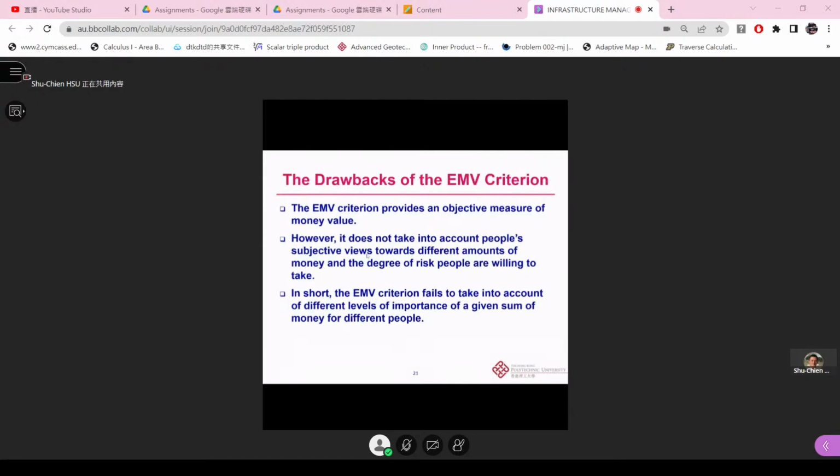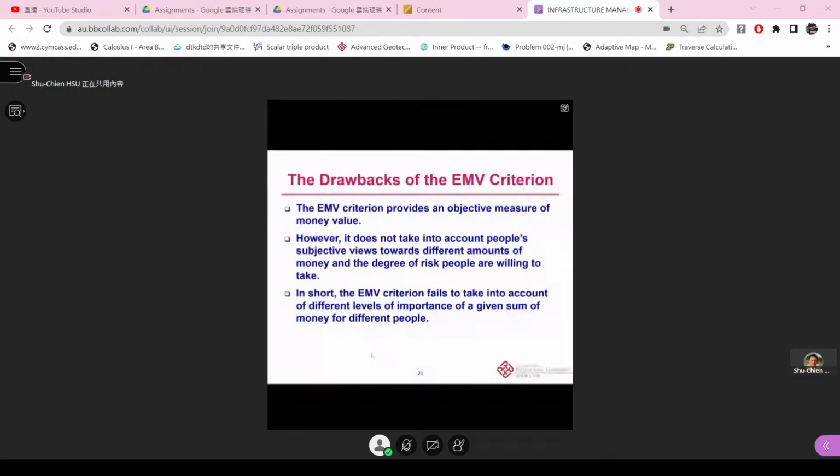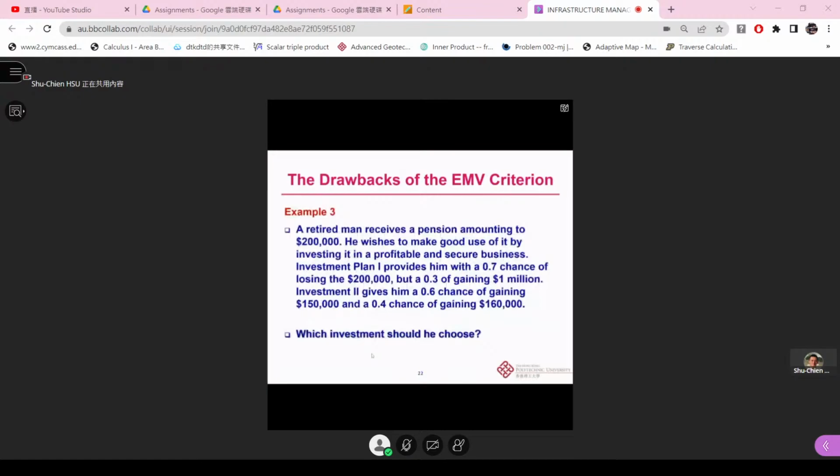And for some extreme situations, I can probably show you later, it is also like that. So this shows that the EMV criterion fails to take into account the different levels of importance of a given sum of money for different people. So in some situations, EMV is not always the way that we can follow. So we will use another example to show you why EMV is probably not that perfect.